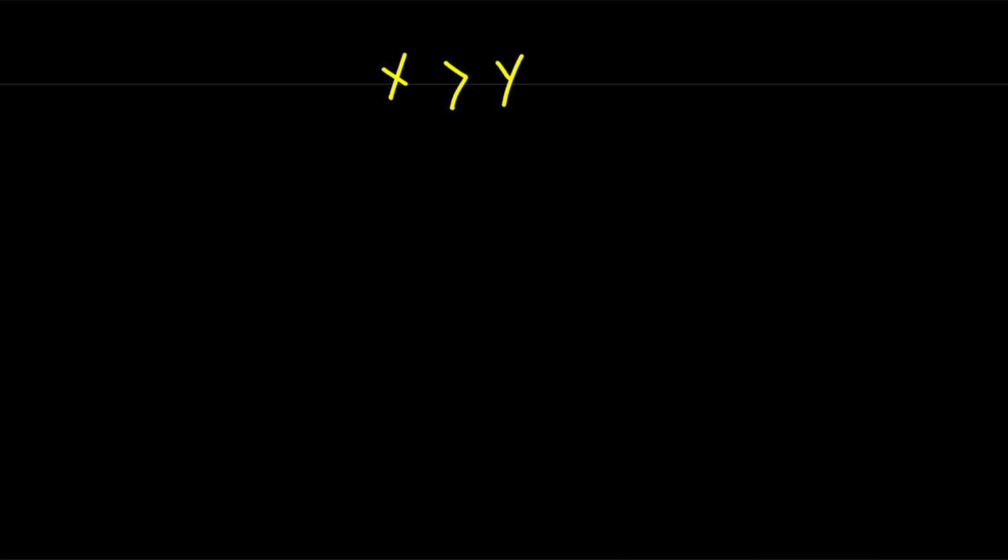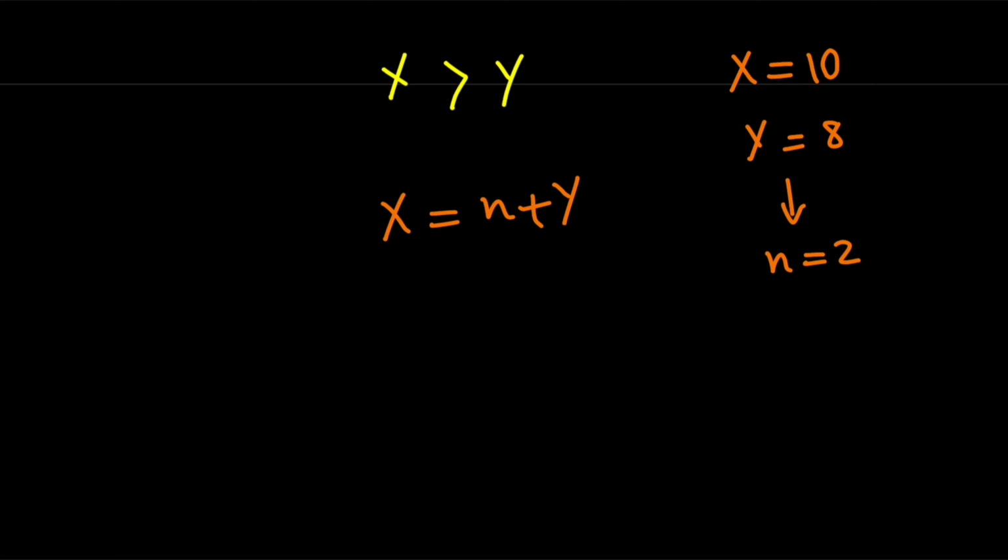So that means that I can find some integer n and say that x equals n plus y. And this is kind of obvious, right? Because let's say x equals 10 and y equals 8. Then n must be 2. Or let's say x equals 5 and y equals 1. Then n equals 4. So for any two non-equal integers, I can find an integer that I can add to the smaller one to get the bigger one. So that's true for any two integers.